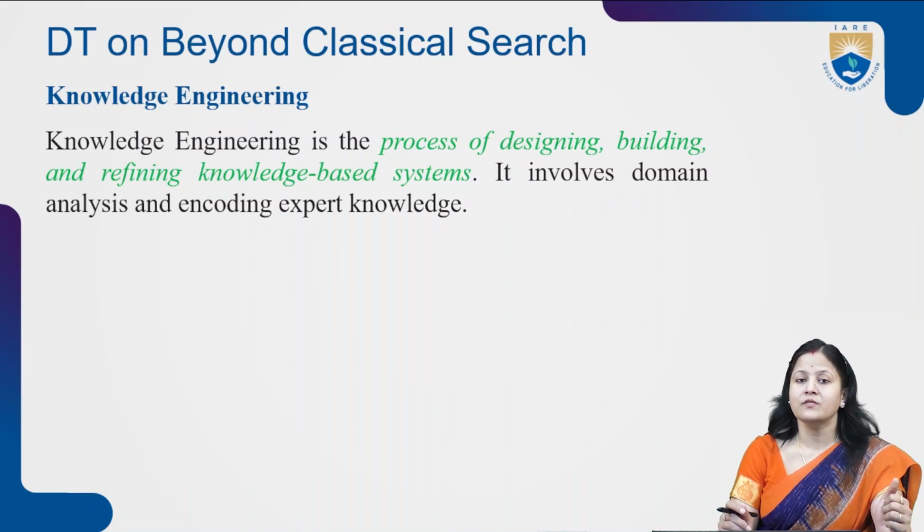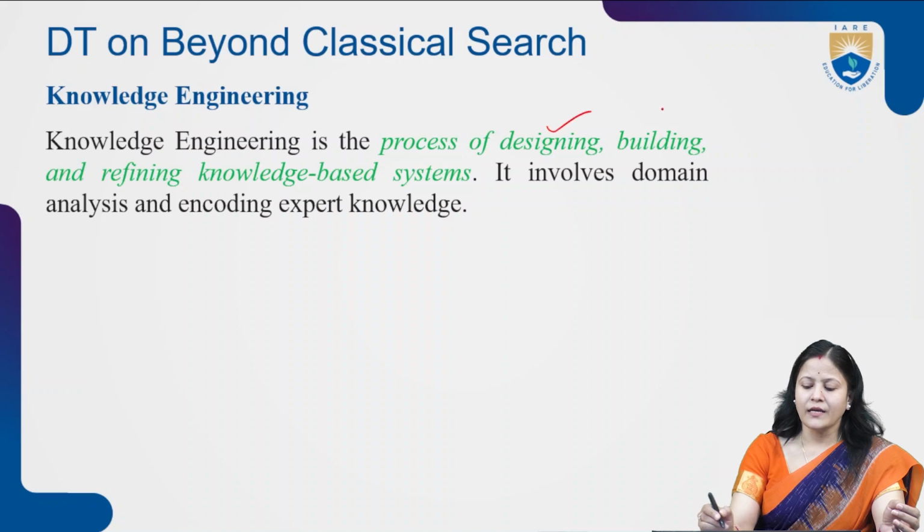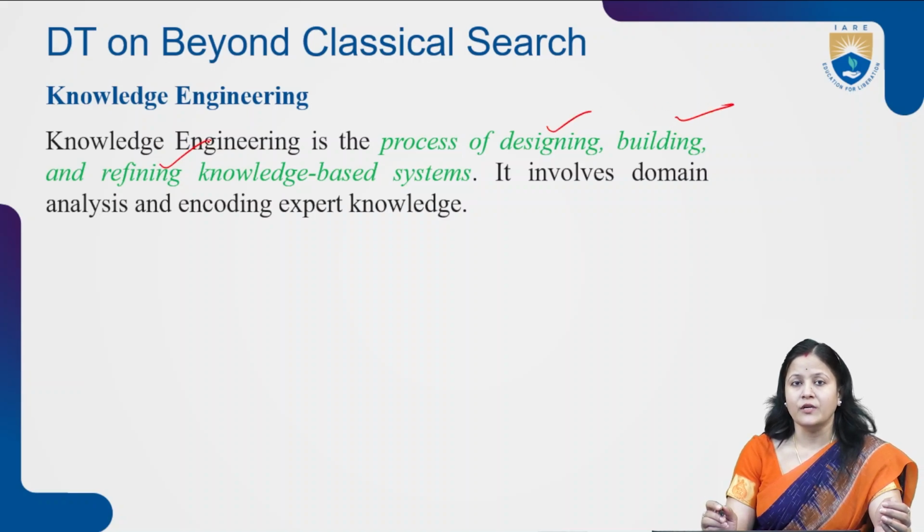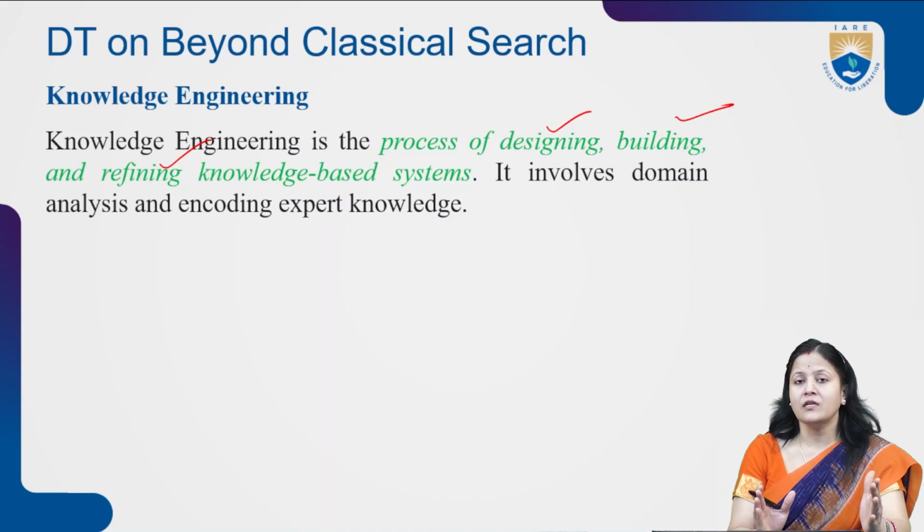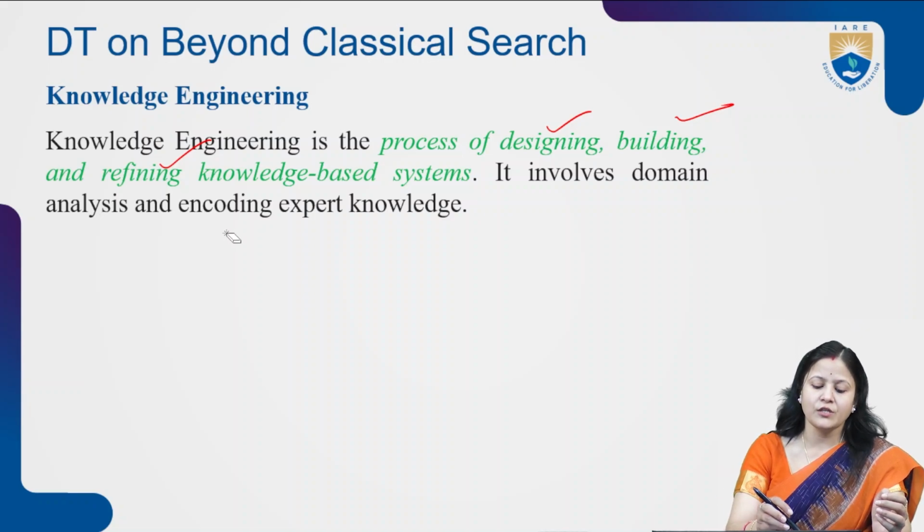Already I have discussed this in my previous video; you can watch it. What is an expert system? What are the important components of the expert system? One of the important components of the expert system is the knowledge base, which requires the knowledge of expert people. So the process of designing, building, and updating the knowledge base as and when required, all three combined, is called the knowledge engineering technique. And who is responsible for this? Knowledge engineers.